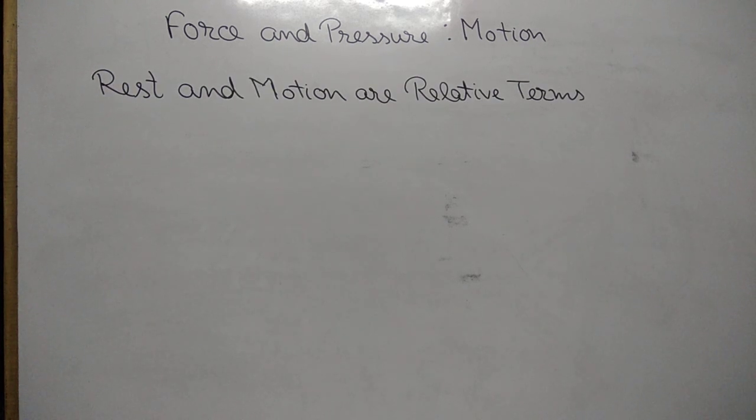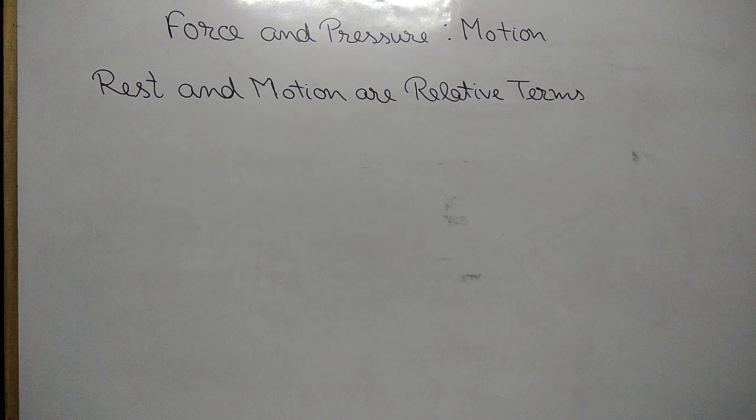As we know, rest and motion are opposite to each other. In rest, we don't change position with respect to the surroundings with change of time, but in motion we change position with respect to the surroundings with change of time. But this statement says that rest and motion are relative terms, meaning they are interlinked with each other. How? Let's discuss some examples.